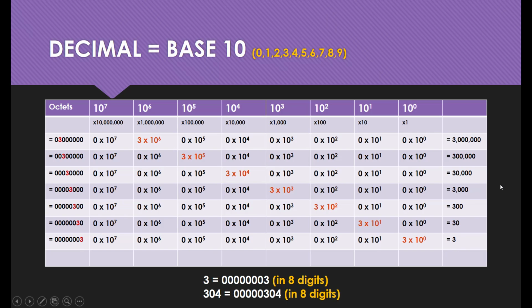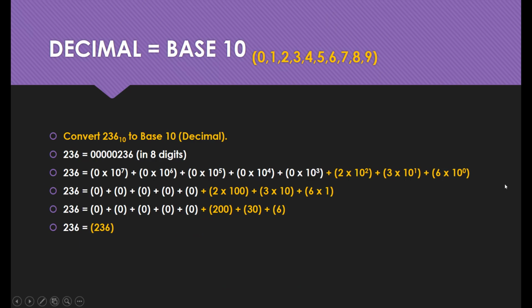So let's look at 2 examples. In this example, we've been told to convert 236 in base 10 to decimal. So we just want to confirm that this indeed is a base 10 number, and when converted to base 10, it will be the same thing. So if you put that by the side, 236 is equal to this in 8 digits. That's the octet format. So we can see this is in 8 digits, the octet format.